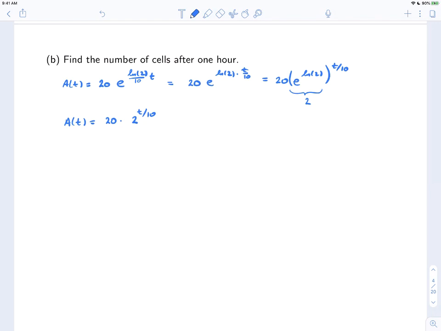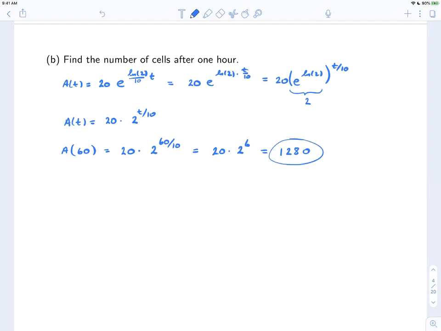So now if I want to compute this after 1 hour, but t is in minutes, so this is A evaluated at 60, this will be equal to 20 times 2 to the 60 over 10. So that's 20 times 2 to the 6. And 2 to the 6 times 20 will give us 1,280. So the number of cells after just 1 hour is 1,280.